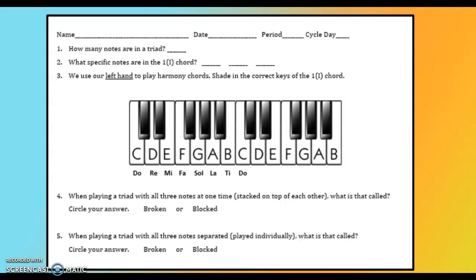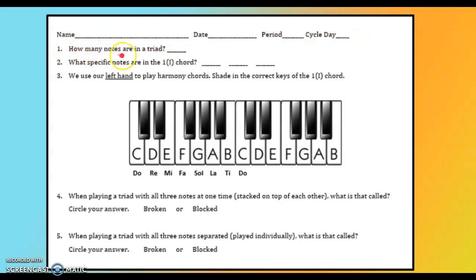I am assuming that you have filled out this paper on your own without this video so that I can see what you do or do not know. Your name is at the top of the paper where it says name. Today's date is in the date. It is whatever period you're on, cycle day 5.